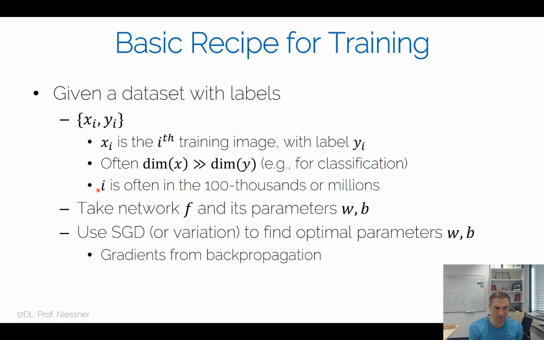Then you take the network F, right? You have its parameters, the weights and the biases. And we're using our favorite SGD variation, which in practice is Adam, to find the optimal parameters for the weights and the biases. We get the gradients from backprop, and then we optimize.